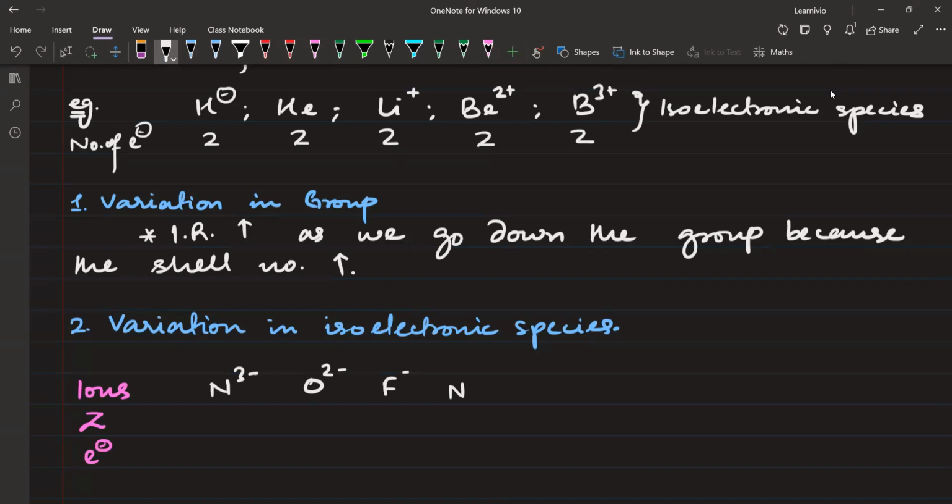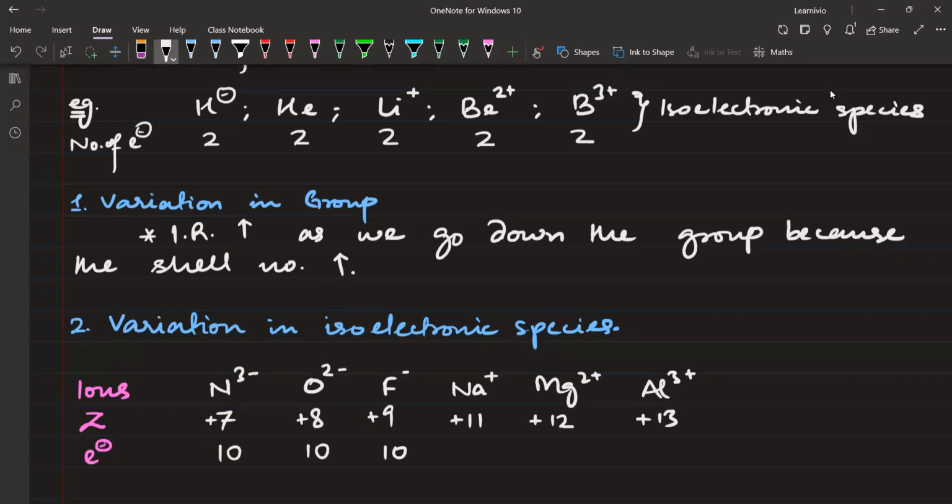चलिए neon ले लेते हैं. Neon को छोड़ दिए, because neon is going to have van der Waals radius, उसका बिल्कुल ही अलग आ जाएगा, ठीक है? तो neon को छोड़ देते हैं. Let's suppose we are having sodium positive, Mg2 positive and aluminium 3 positive. So if I compare the set, atomic number of nitrogen is 7, because the effective nuclear charge, nucleus में जो charge होगा that will be positive. This will be plus 7, this will be plus 8, this will be plus 9, this will be plus 11, this will be plus 12, and this will be plus 13. Number of electrons in all of these cases are 10.